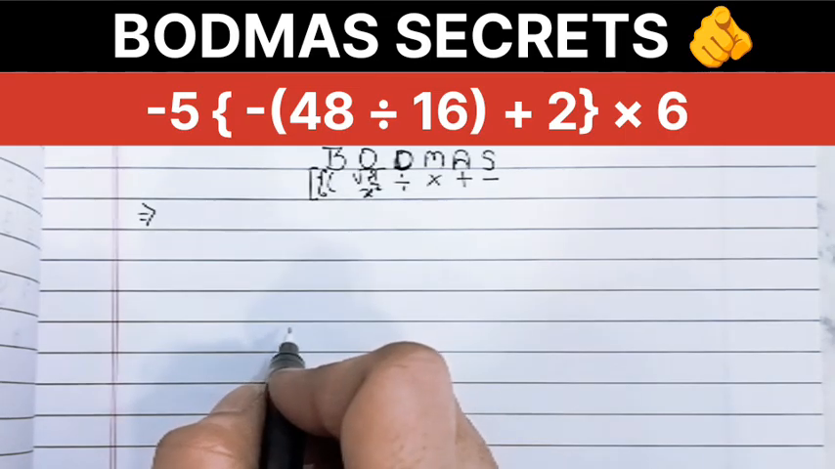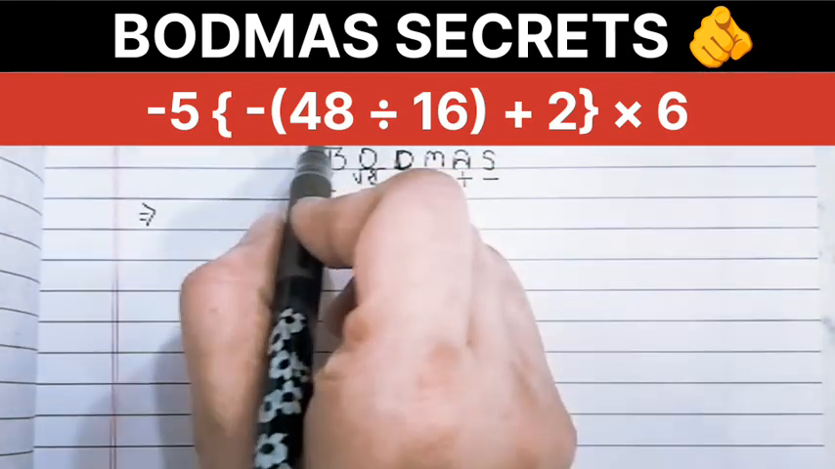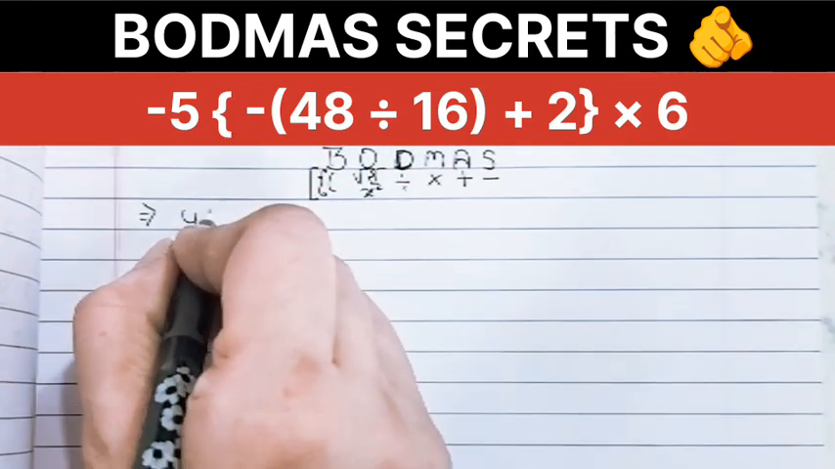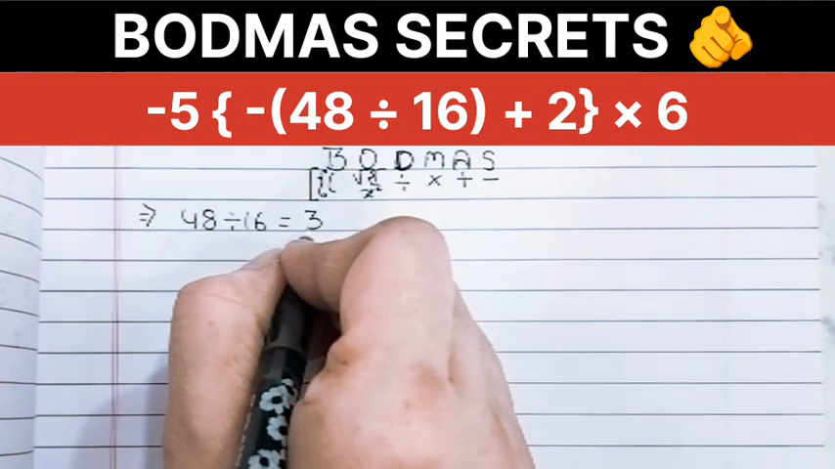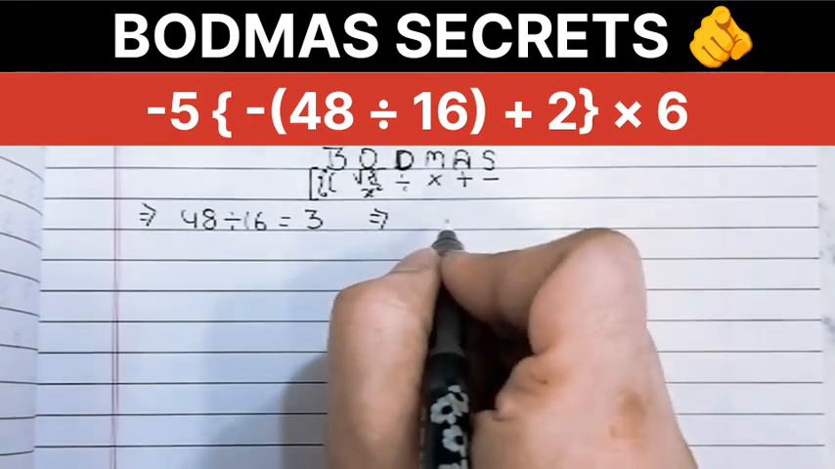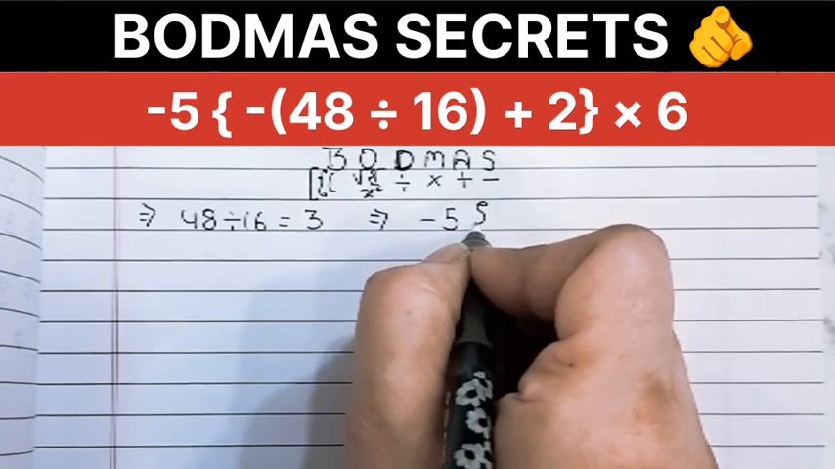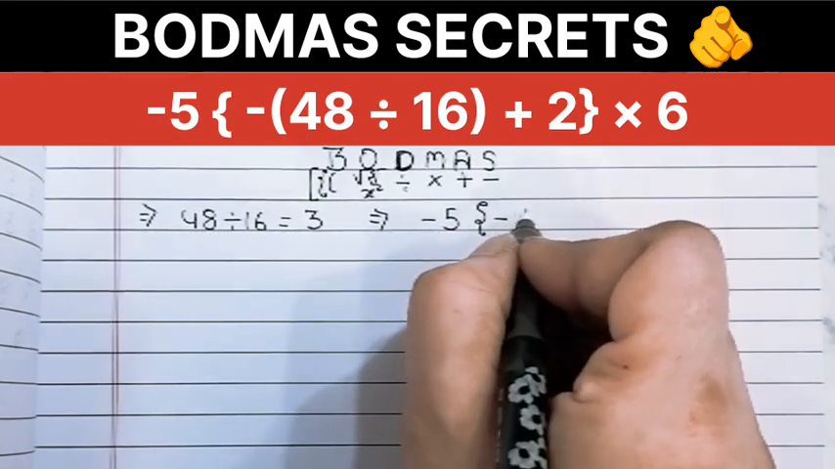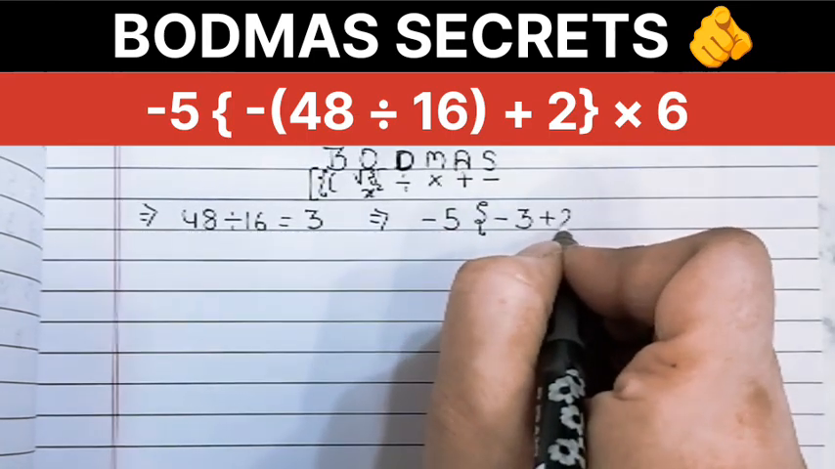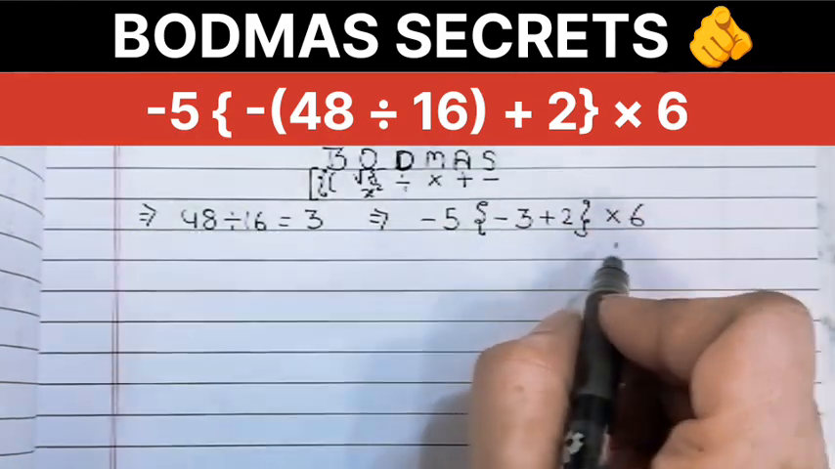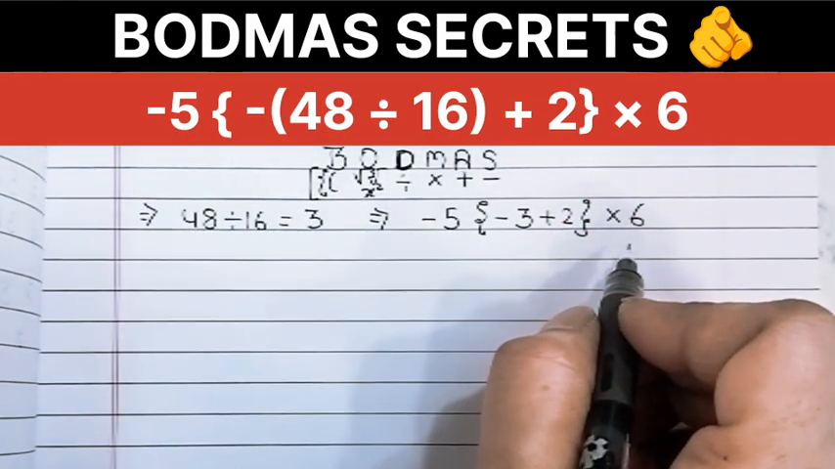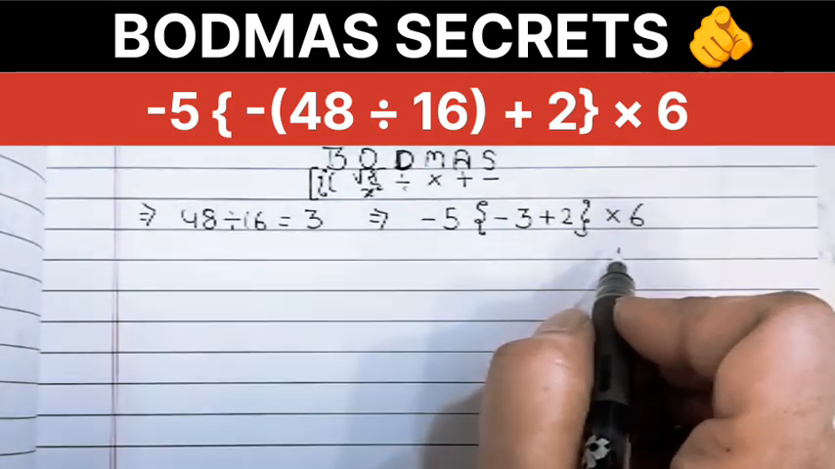Now the step 1, solve the small brackets. As you can see here, the small bracket says 48 divided by 16 is equal to 3. And the expression becomes minus 5, curly bracket, then minus 3 plus 2, curly bracket closed, multiplied by 6. According to this step 1, BODMAS says we must solve the innermost brackets first.